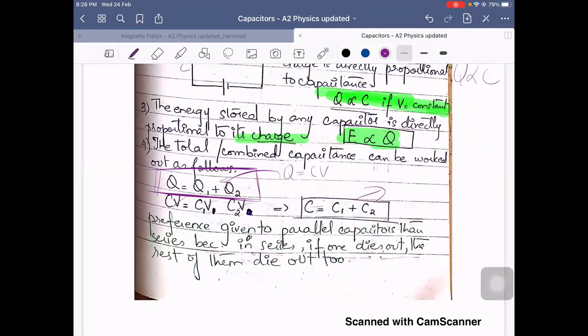This simply means that the more capacitance that can be stored, the more energy can be produced, thereby fulfilling the purpose of a capacitor. Capacitors, by the way, are energy storing devices, right? So preference is given to parallel capacitors because you get more energy content. Secondly, if one of the capacitors dies off in a series circuit, the entire circuit will stop working.